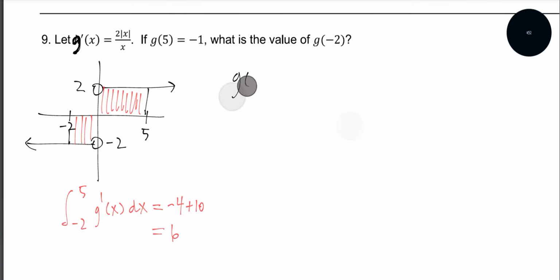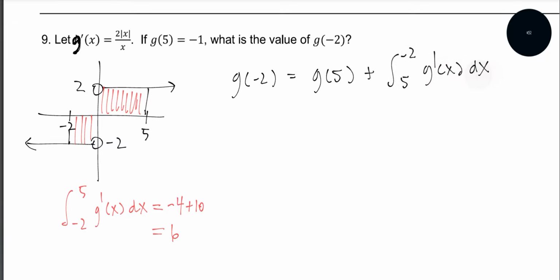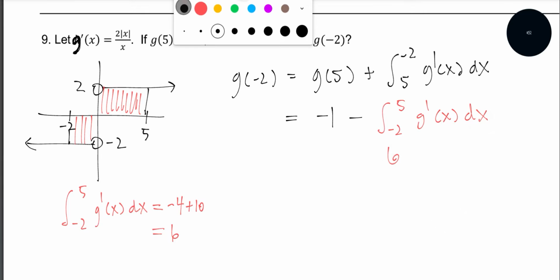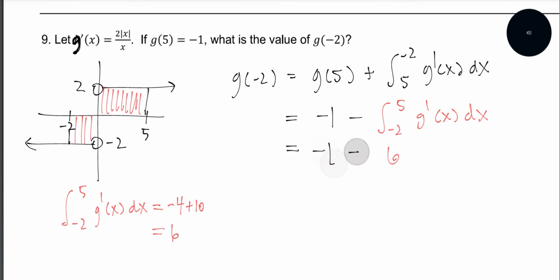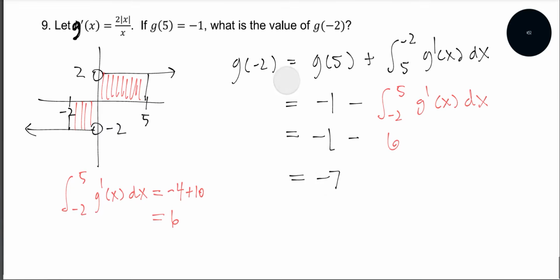I'm going to say g of -2 equals g of 5 plus the integral from 5 back to -2 of g prime of x dx, which is saying, okay, -1 minus the integral from -2 to +5 of g prime, which is going to be -1 minus 6, and that would be -7. Okay, that is, I think, yep, that's all for this problem set.